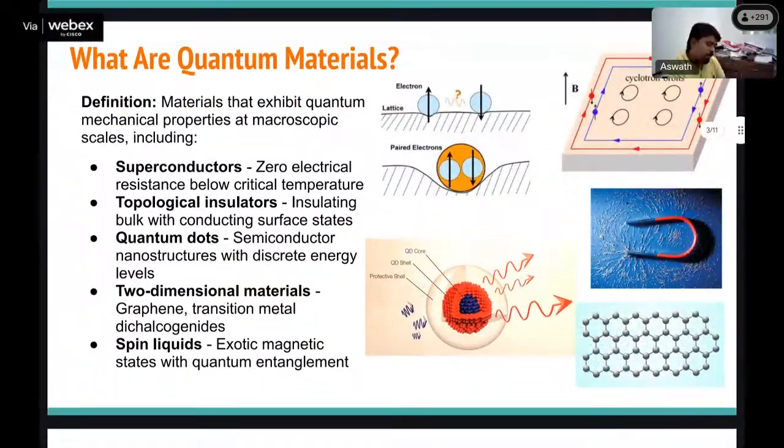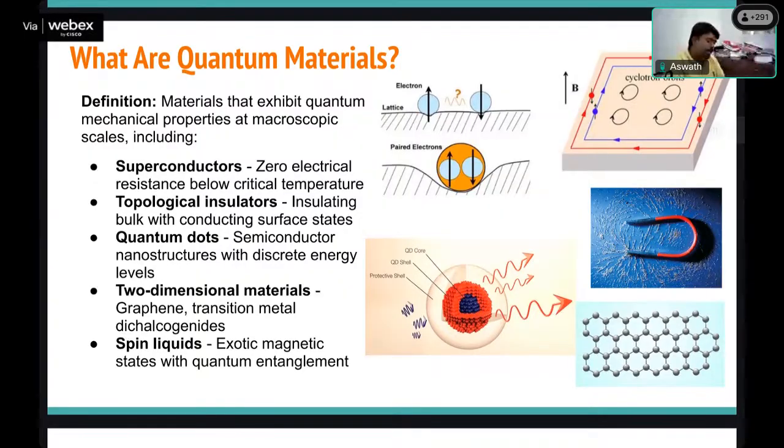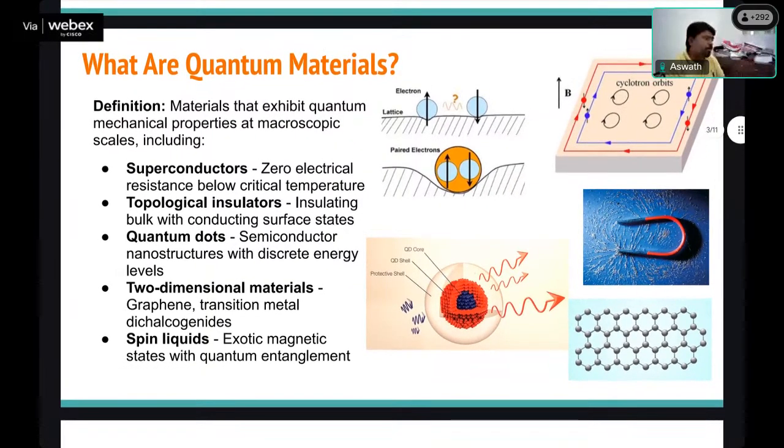Again, a colorful slide I have here. What you see is, what are these quantum materials? We are all the way talking about quantum materials, and we should study them. So first of all, what is the question? What are they?